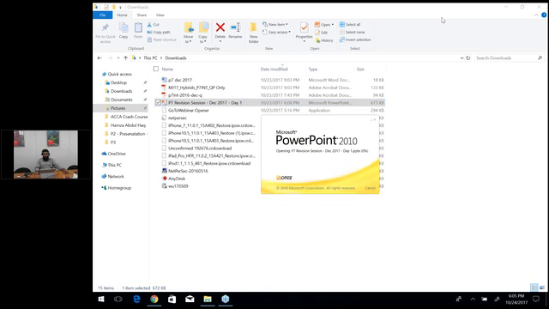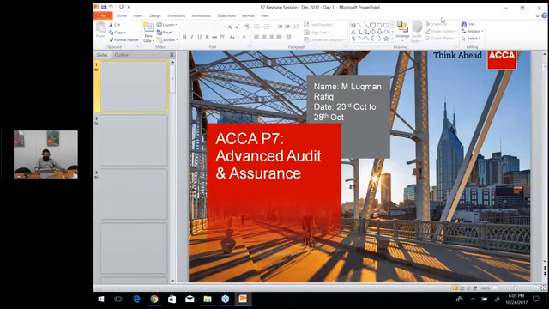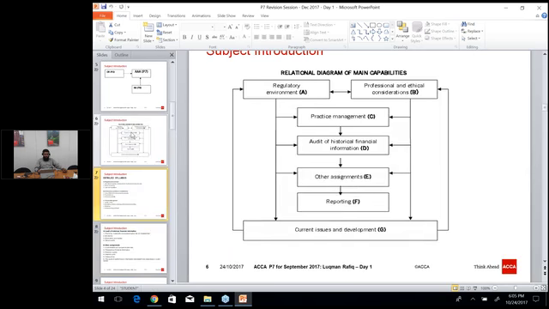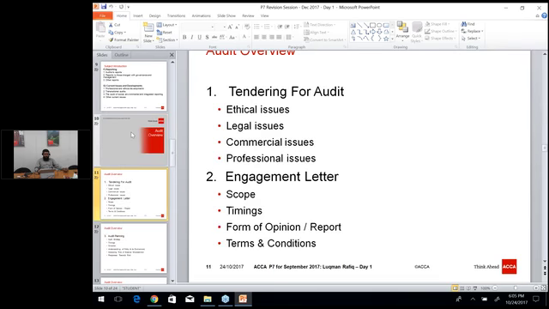In addition to this, we talked about how the audit has various stages. The various steps of the audit include the tendering for the audit, and we discussed that tendering for the audit means that you are giving a quotation to the client. That is what is considered to be tendering for the audit.